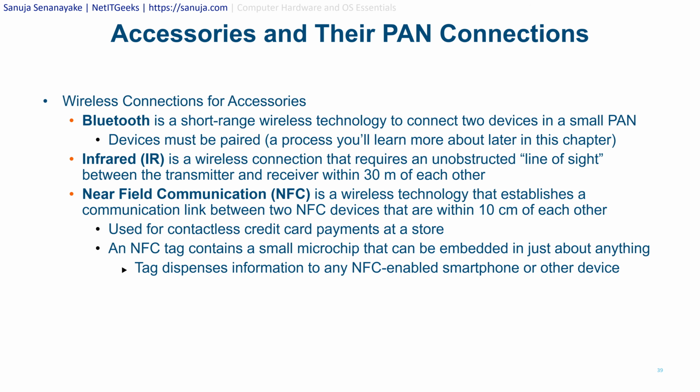An NFC tag contains a small microchip that can be embedded in just about anything, and the tag dispenses information to any NFC-enabled smartphone or other device. And you can not only use NFC for mobile payments, like credit card payments and financial transactions, NFC tags can also be used for automating things.